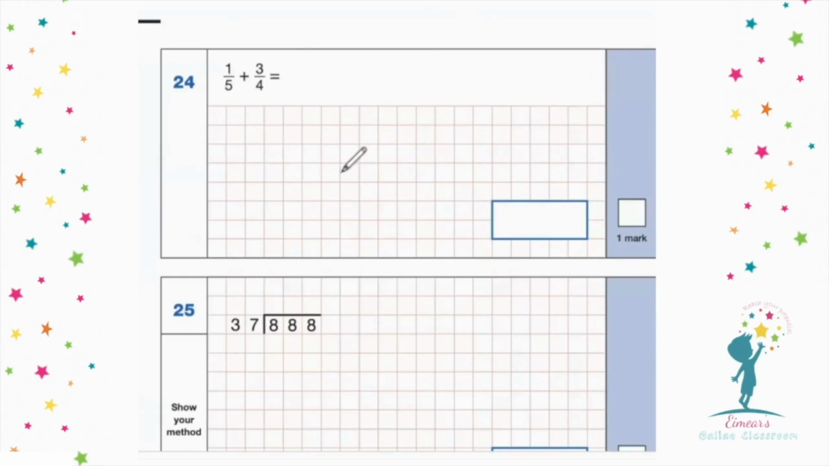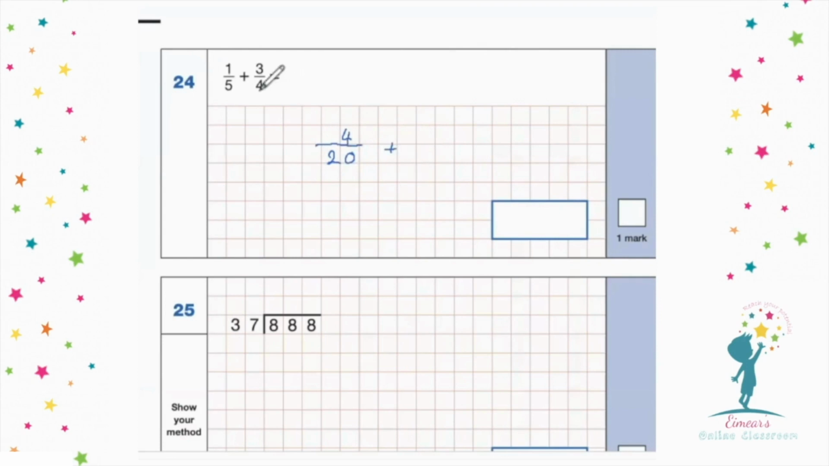1/5 plus 3/4. So they both have different denominators. We need to make this easy for ourselves. So what do both these numbers multiply to get? What are their factors of? And they're both of 20. So 5 times 4 is 20. So we've multiplied the 5 by 4. So we're going to multiply the numerator by 4. So that's 4/20 plus 3/4.